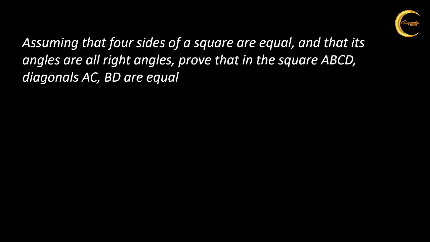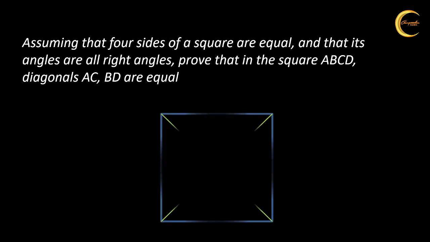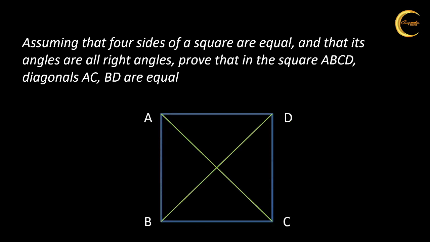Normally, as we advance in the problems, we may face slightly more typical problems. So this problem assumes that the four sides of a square are equal. These four sides are AB, BC, CD and DA, and its angles are all right angles.